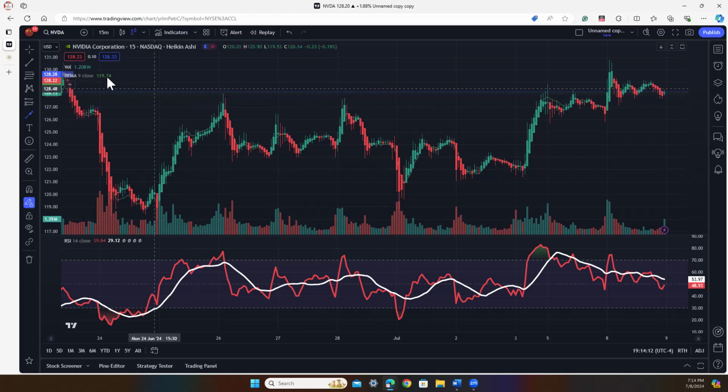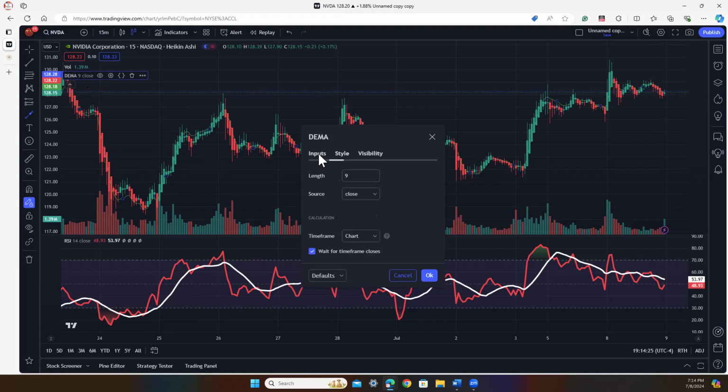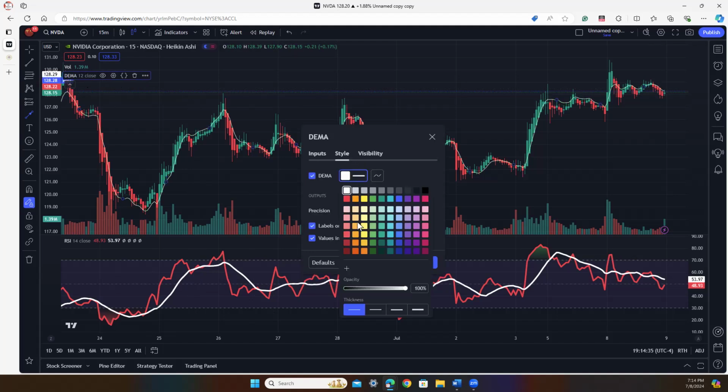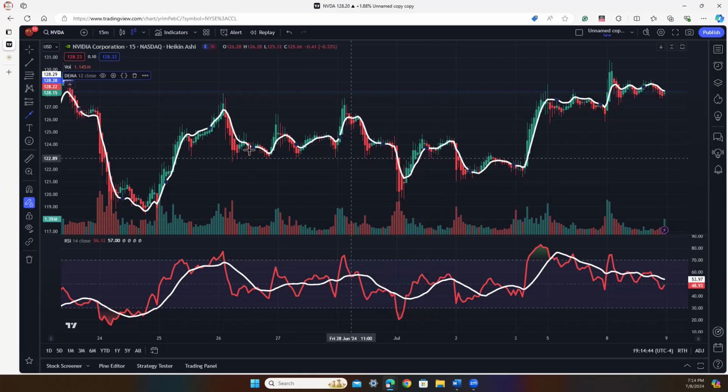The double EMA, and with the double EMA, there's a few things as you're taking notes. There's a few things I want you to do with the double EMA. So let's go to our settings for the double EMA. We're going to make it 12. And then on the style, so we can see it, because it also runs through the green candle. We're also going to use the WMA, and we're going to highlight it in white.